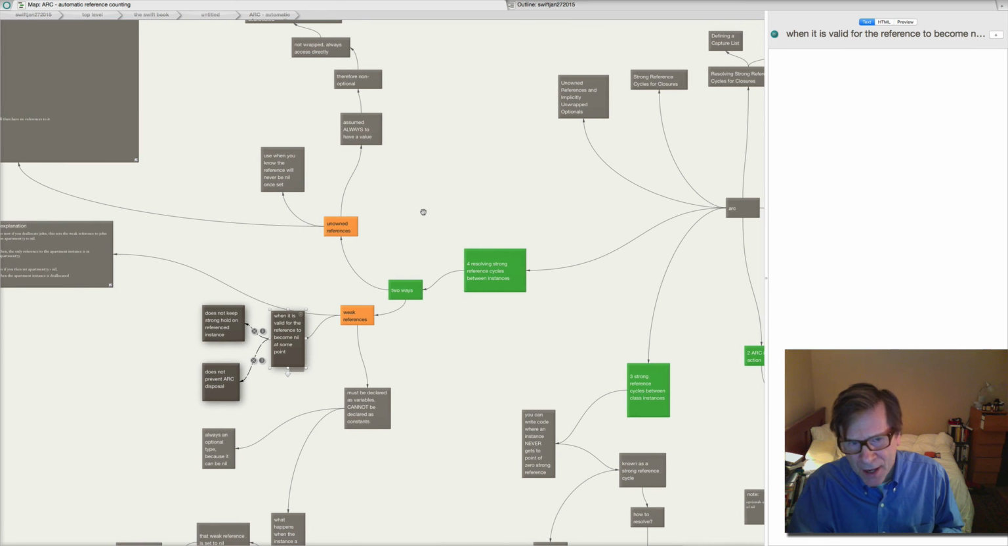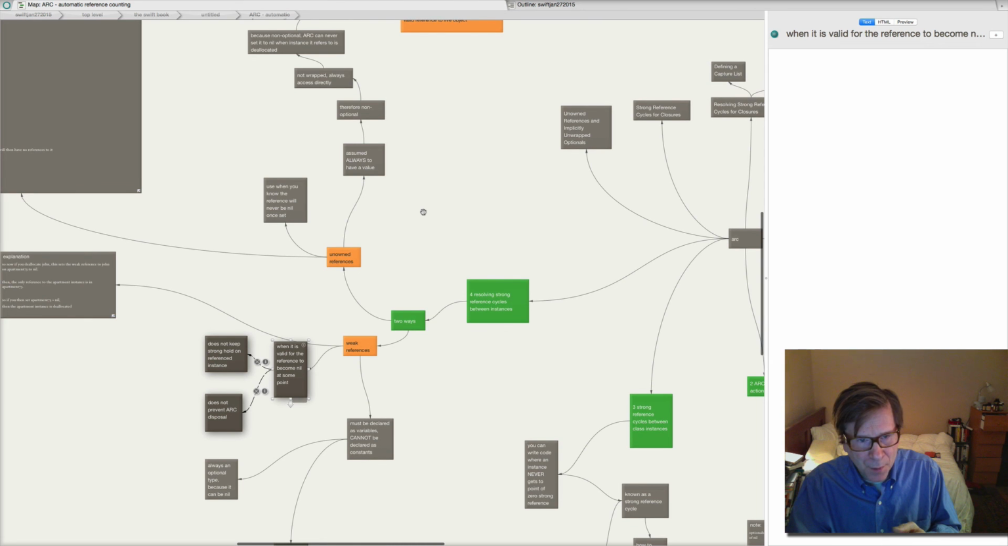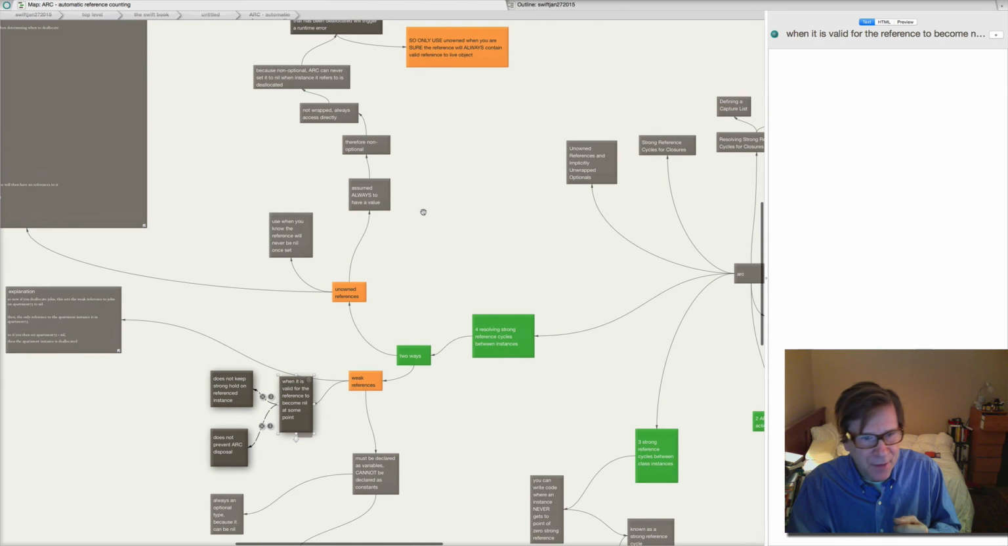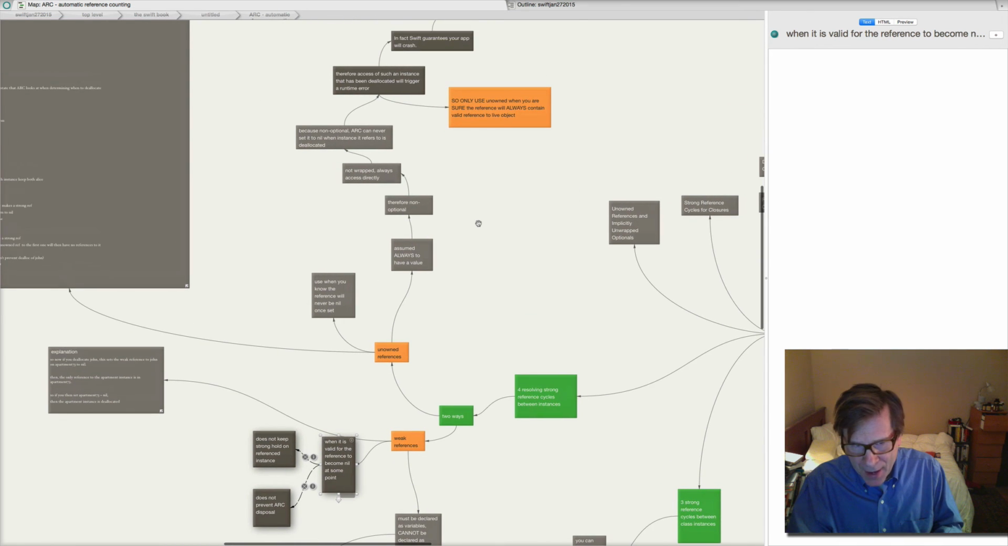Unowned means we're going to have a situation where, and the example they use in the book is a person and credit card, where a person doesn't have to have a credit card, but a credit card always has to have a person. So the person variable on the credit card instance can never be nil, right? So those are a couple of things that are indicating it has to be an unowned reference. Now here's what happens in that case.